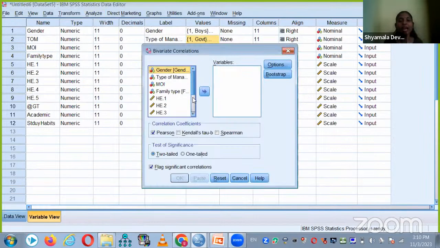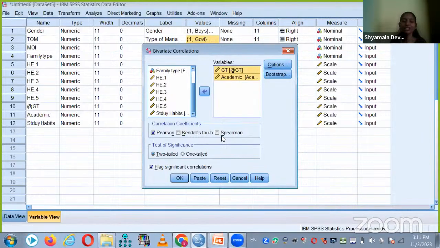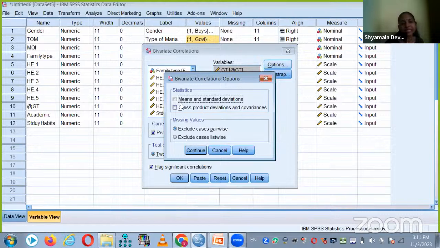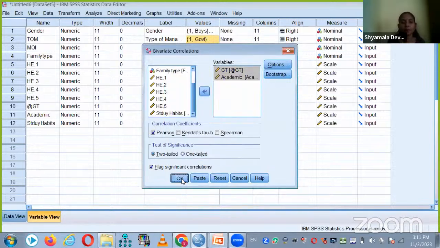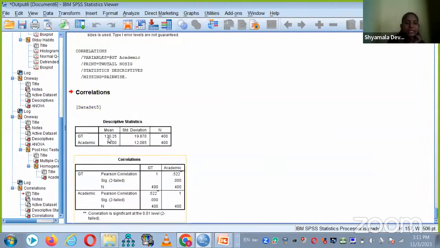As I told already, we have to do the correlation for two continuous variables. So for home environment grand total and academic achievement, I'm going to do the correlation. I have to shift the home environment grand total and academic achievement to the right hand side column, and make sure we have checked Pearson. Pearson, Kendall's tau, and Spearman, the other correlation techniques are also available. Since we are doing a parametric test, we have to check Pearson and two-tailed. Under Options, if you want mean and standard deviation value, you just check this column. Otherwise, you can leave that. This is not needed. We want only this table.